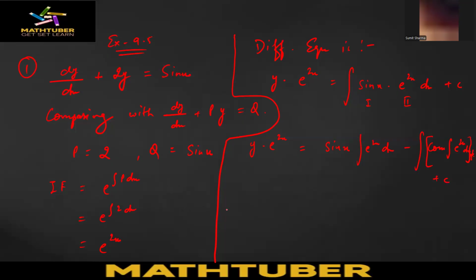plus c. So it is y into e raised to power 2x is equal to... Actually, we have to do the integration of this function separately, because this is a kind of form where we will get I again, right? So let us do it separately and then we will substitute the values here.